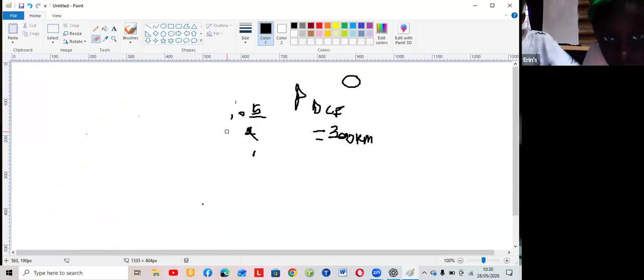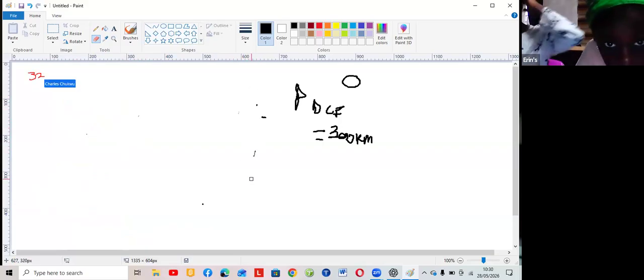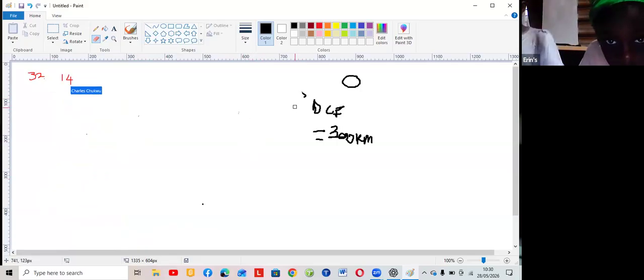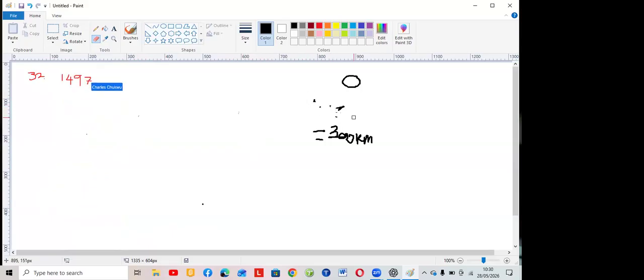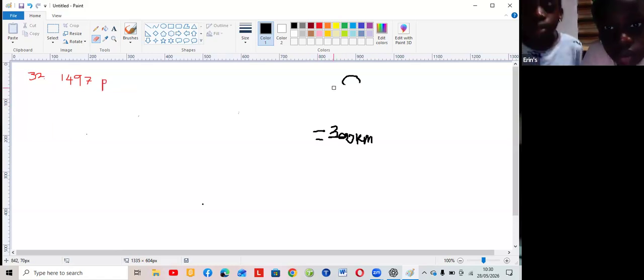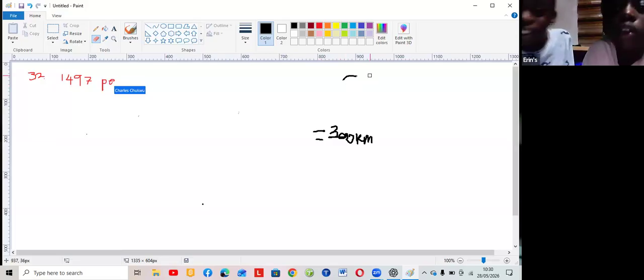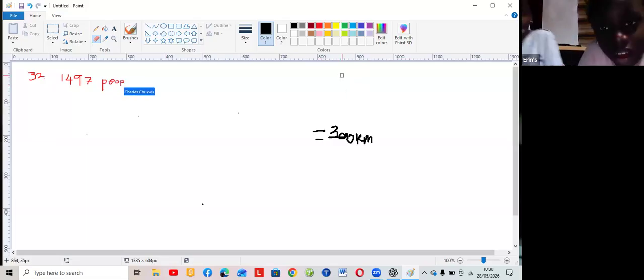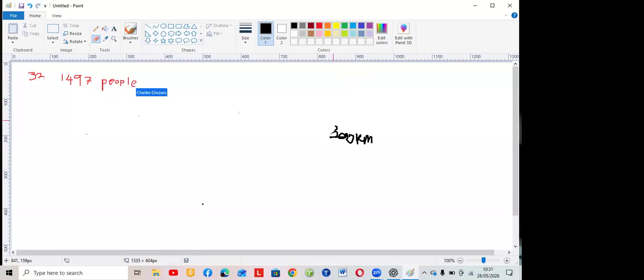32 says there are 1,497 people in a stadium. If 885 are adults, how many are children? Write your answer in Roman numerals. Simple. Just minus the adults from the total, and that's how you get your children. That's very simple. So this question is not really a hard question, right? Yes.